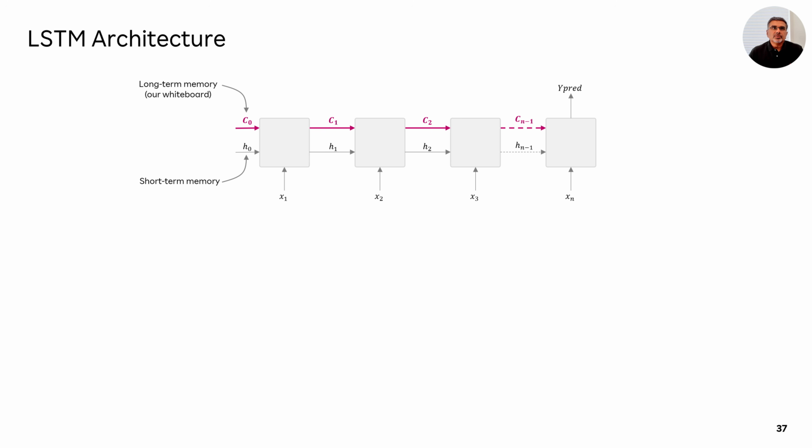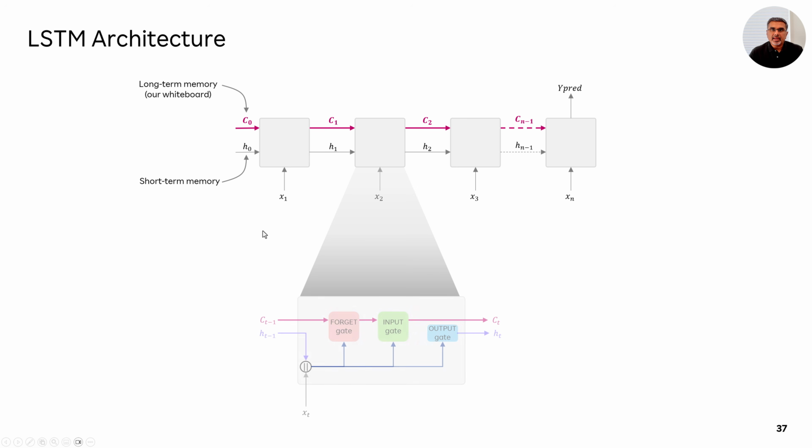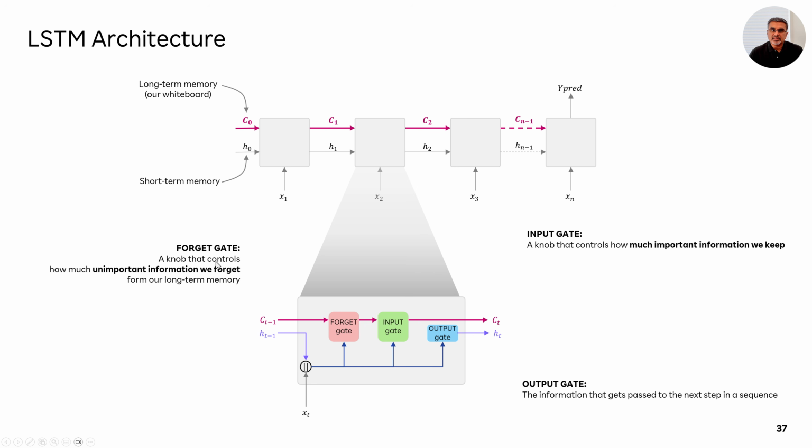Okay, so now let's dive into the architecture. Again, a quick recap: the LSTM looks like this when it's unrolled. You have the long-term memory passed as a cell state, and the short-term memory, which is denoted as H here. Each of these cells has three gates: a forget gate, an input gate, and an output gate. Now let's double click and see what each of these gates does.